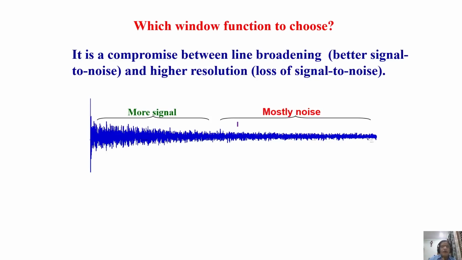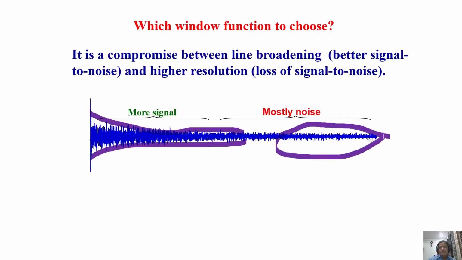Okay. Now, where I use it, it can be clear for you from this type of FID. You see, the most major portion of this FID, which contains the signal, is here. This is where the signal lies. Lots of signals are there. But here, mostly it is noise.